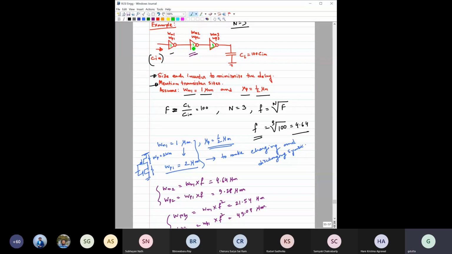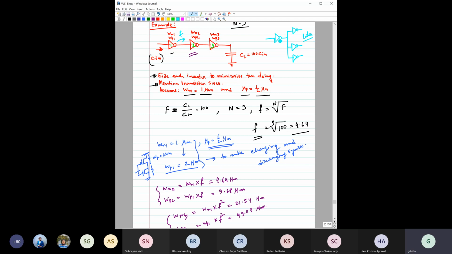In some cases, the arrangement might be somewhat different. Suppose here this inverter is driving only one inverter, but in a practical case, it might be driving two or even three inverters. Then how do we scale? From here to here, we are scaling by a factor of f. Should we also apply that if multiple inverters are connected at this output, or do you have to make some changes? Those things are a bit different, so you'll take these up at a later stage.